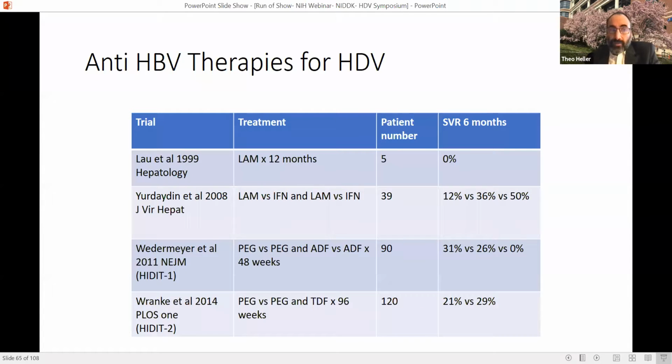We have to mention that anti-hepatitis B therapies have been tried for hepatitis D. The first study was done by Terrault at NIDDK, where she treated 5 patients with lamivudine for 12 months, and there was no significant benefit. This has subsequently been repeated by Dr. Udaden, and then the 2 HIDDT studies with Dr. Wedemeyer and Dr. Ranke. And here too, there was no benefit to suppressing hepatitis B beyond the benefit obtained from interferon. Next slide, please.